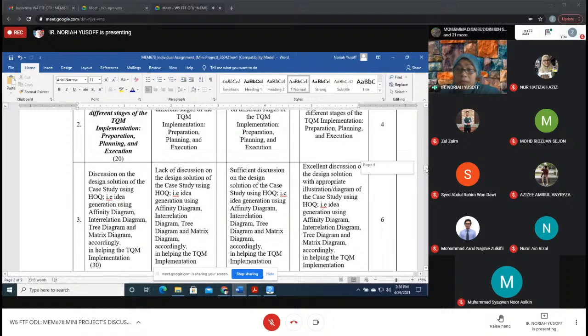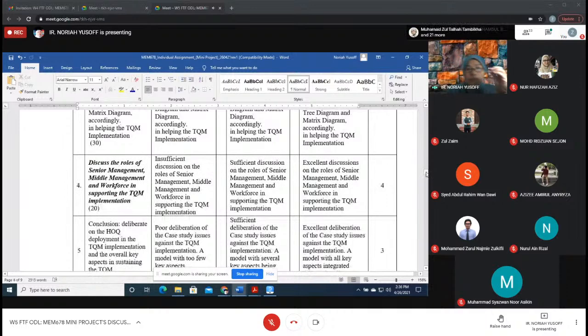This is the rubric. So in these rubrics, you have to use a bit of your cognitive level knowledge to do the cross reference. Here, I give you the guideline on how I will assess or evaluate your report. But the detailed explanation part of it, you have to refer to the case study, okay?